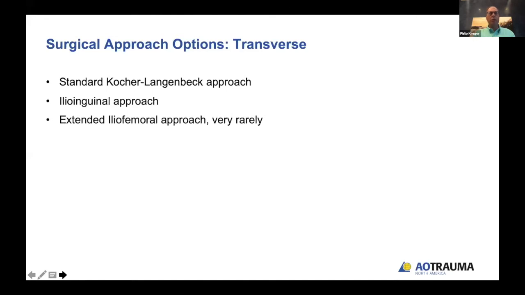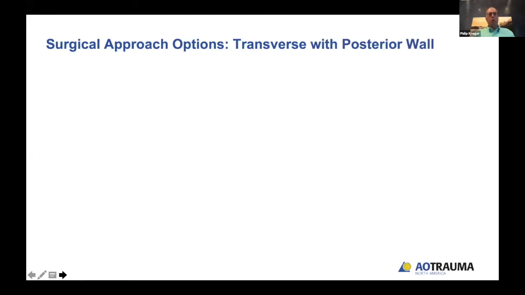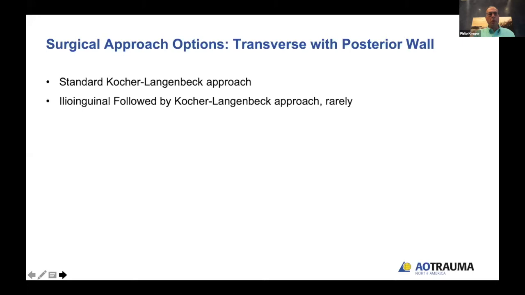When we talk about the transverse with posterior wall, we know usually with the posterior wall, we're going to need to be posterior. And so even in the far majority of cases, we're going to utilize the standard Kocher-Langenbeck approach for the transverse with posterior wall. But occasionally, again, if there is an associated pelvic ring injury, we might utilize the ilioinguinal followed by the Kocher-Langenbeck for treatment of the posterior wall, and very rarely the extended iliofemoral approach.